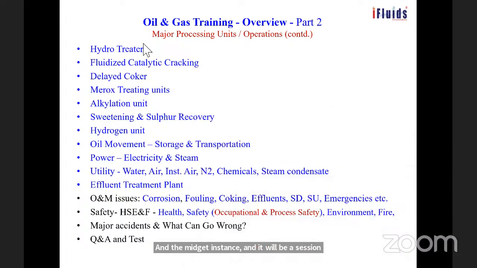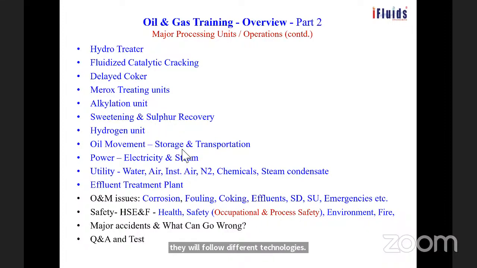So today we will see hydrotreater, FCC, fluidized catalytic cracking, delayed coker, Merox treating units, alkylation, sweetening and sulfur recovery, and hydrogen unit. These are the units normally you'll find in most of the refineries. As he said yesterday, though the processes are there, the methodologies can be different from licensor to licensor, because they will follow different methodologies, but otherwise processes are same. So that is the only difference.